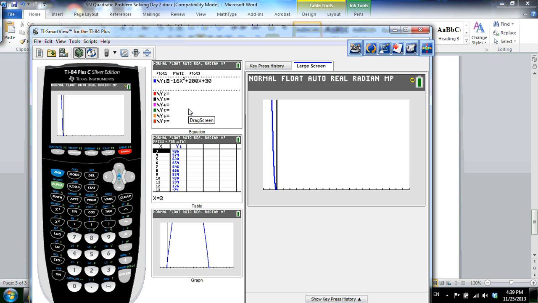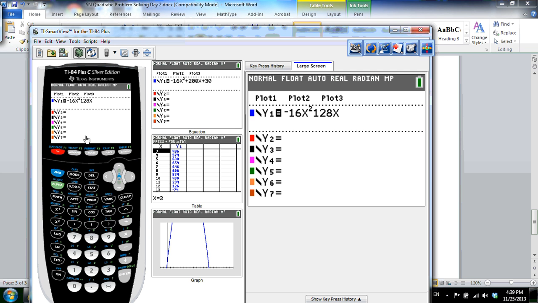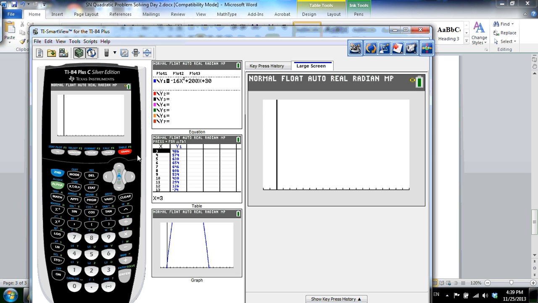So graphing, whoa, if you don't do a negative 16, that'll get you. Or if you don't do a plus either. Give me a plus sign right there. Boom, there we go. Cool, so we got that.